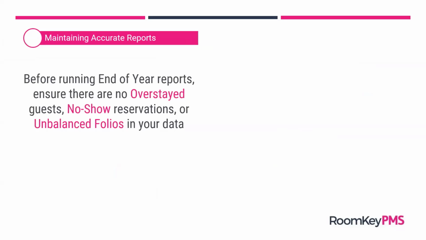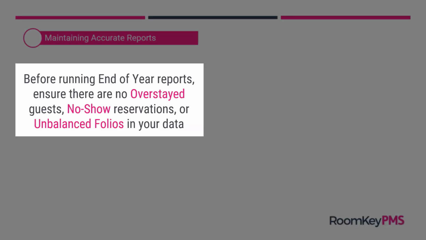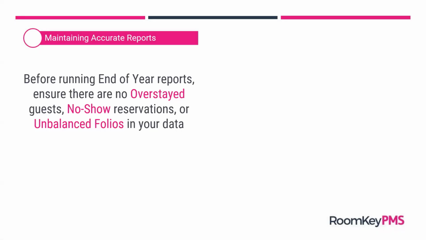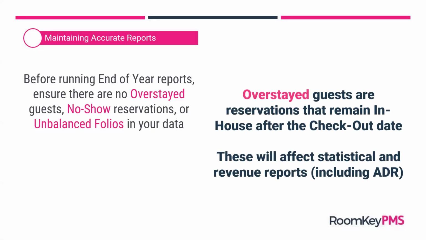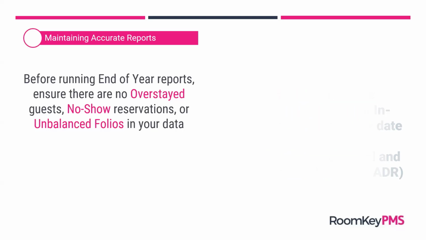So jumping right into our first topic for today, let's take a look at some recommendations from our support and training team about maintaining accurate reports. Before you go through and run your end of year reports, we strongly recommend that you ensure that there are no issues occurring in that data. Those issues could be overstayed guests. That means a reservation that has stayed beyond its checkout date. If you have any of those overstayed reservations, you need to resolve those immediately.